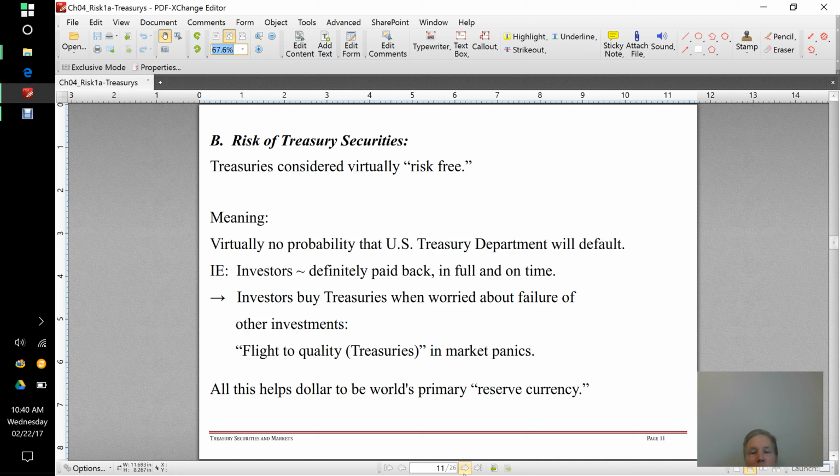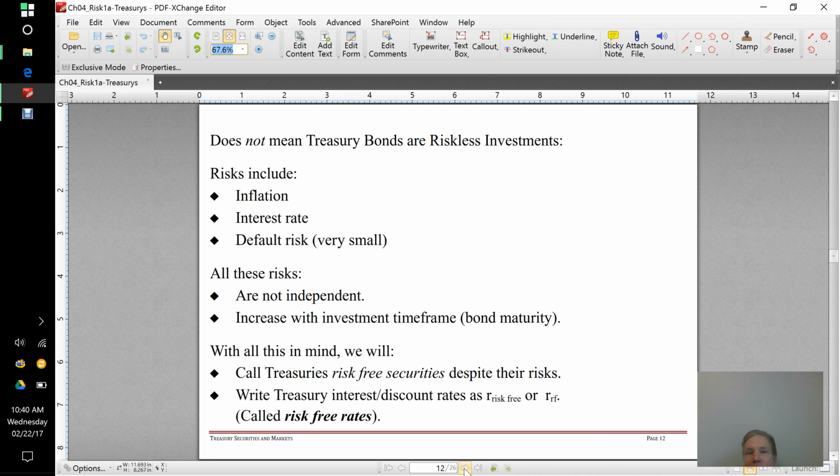And this is one of the reasons that we call the dollar the world's primary reserve currency, because worldwide investors, institutional and retail, behave this way. If they are somewhere in Europe and want to buy treasuries, they've got to exchange their euros for dollars. And so dollars are the preeminent currency around the world. That's why it's called the preeminent reserve currency. Okay, just because treasuries are called riskless in quotes does not mean that they have no risk.